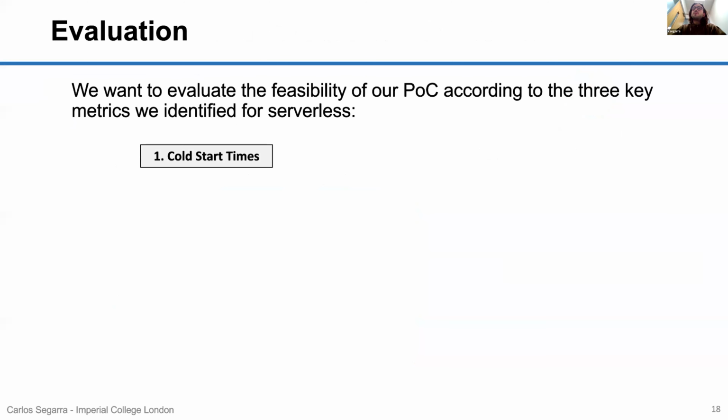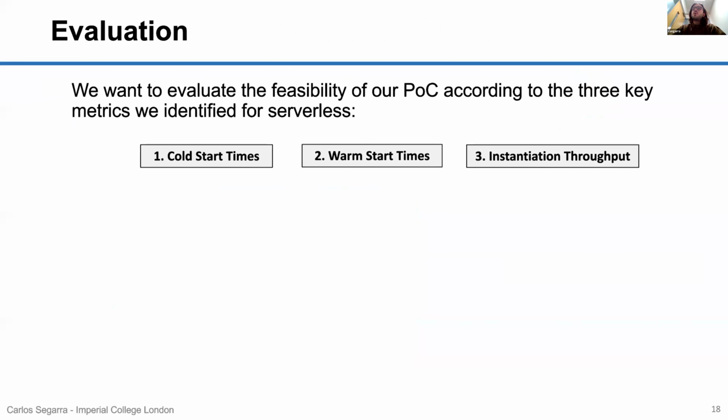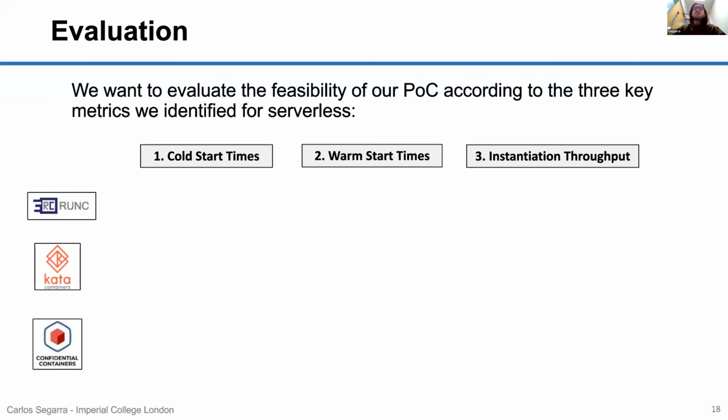In order to evaluate the feasibility of a proof of concept, we want to know what impact these enhanced security mechanisms have on cold starts, warm starts, and instantiation throughput. We compare with a baseline of runc, which isolates Knative services using containers, but we also compare against Kata containers, which uses virtual machines without runtime memory encryption to isolate different pods. Just as a proof of concept, we want to know where we stand.